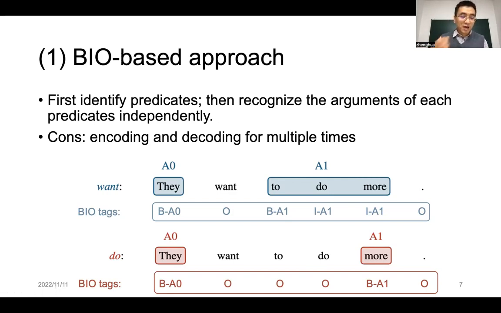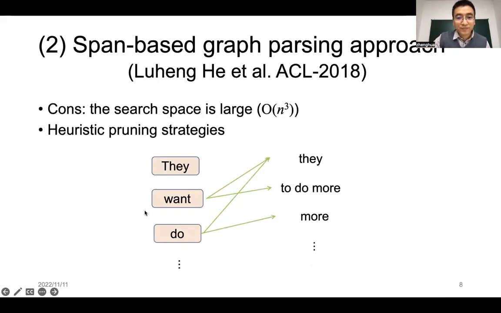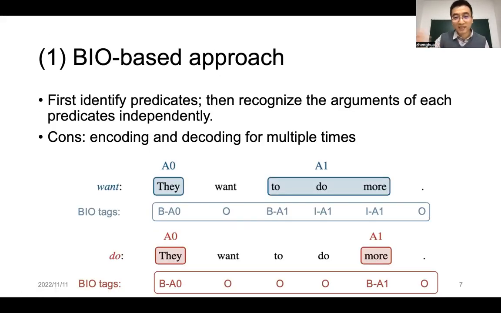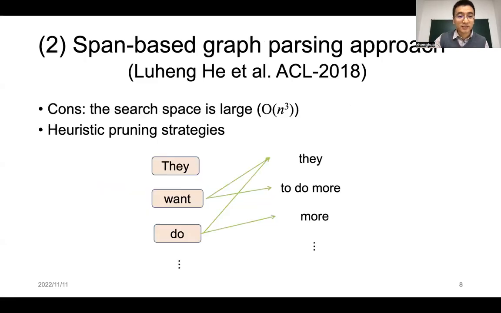So the cons are, first, including the first step, it must be done sequentially. Of course, I can parallelize want and do. Yes, you can do that, but it makes your batch larger. It's more like a complex pipeline. We don't like it. You cannot call the BIO-based approach end-to-end. I know people have different understandings of end-to-end.